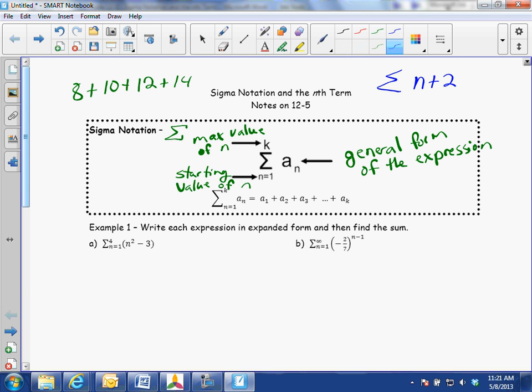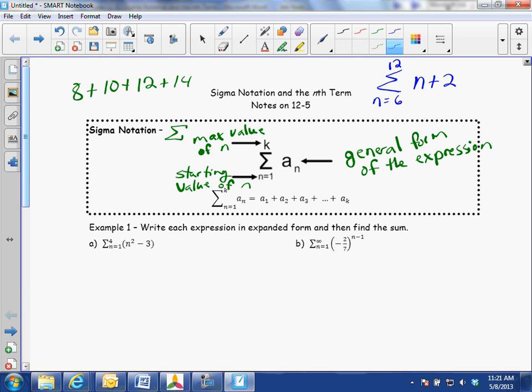Where am I starting? What do I just put in for n to get 8? 6, because 6 plus 2 is 8. So I would say n equals 6. That's where I would start. And then, what is my max value of n? How do I get to 14? 12. So I would say up to 12. So I'm saying put in 6 first to get 8, and then go all the way up to n is 12 to get 14.